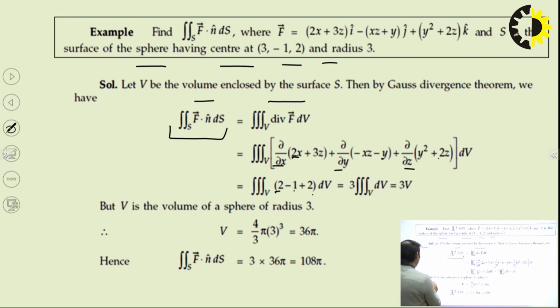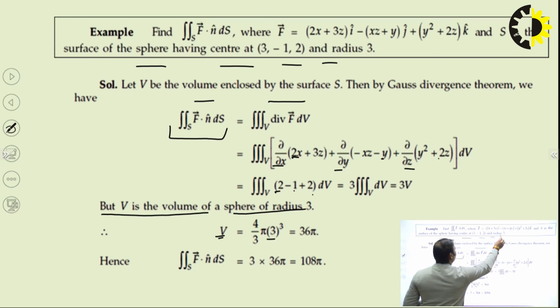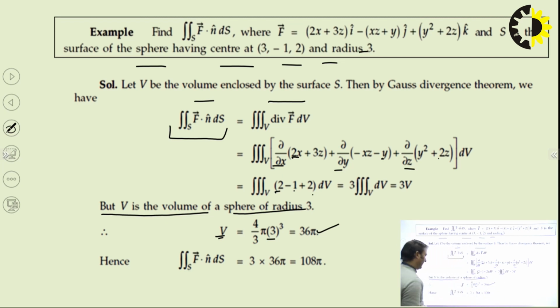Now student, what happens when we are looking at a sphere whose radius is 3? Then obviously we use the formula for the volume. Volume is 4 by 3 pi r cube. The radius is given as 3, so it is 36 pi. Because I need to take thrice the volume, it is 108 pi.